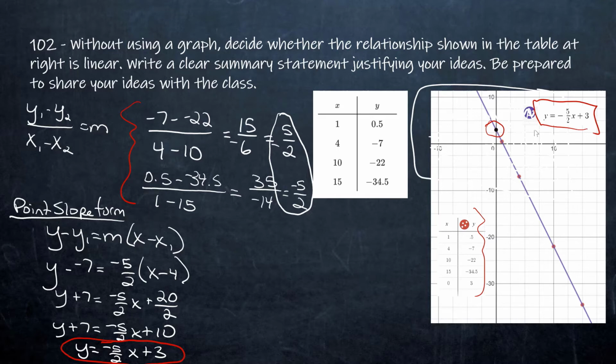Hopefully that helps. Remember, this point slope is awesome to use if you have the slope and at least 1 point, because it's going to help you figure out the equation. And we're moving on. I think that's pretty much it.